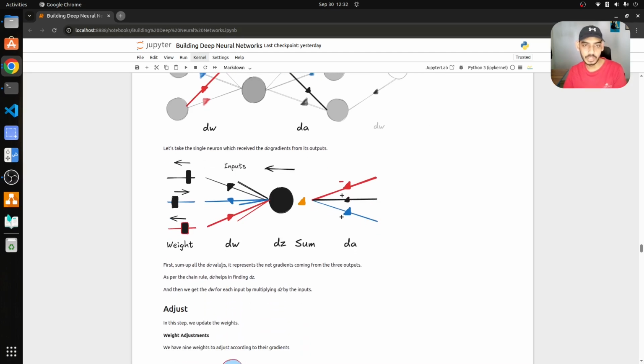First, sum up all the dA values. Whatever we get here, we sum up all their values, and then we generate dZ. It represents the net gradients coming from the three outputs. As per the chain rule, dA helps in finding dZ, and then from there we get our dW by multiplying each input with dZ. Then we get our corresponding dW.